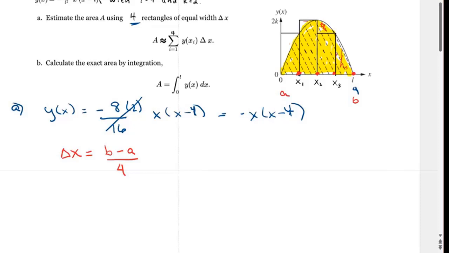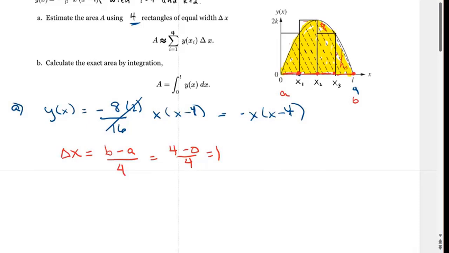I can divide it into 8 equal parts, 10, 3. It doesn't really matter. The more rectangles you use, the closer the estimate. And I think I went over that in the other video, so I'm not going to go over that again here. So we have 4 minus 0 over 4, which equals 1. So now we know that the width of each one of these rectangles is 1.